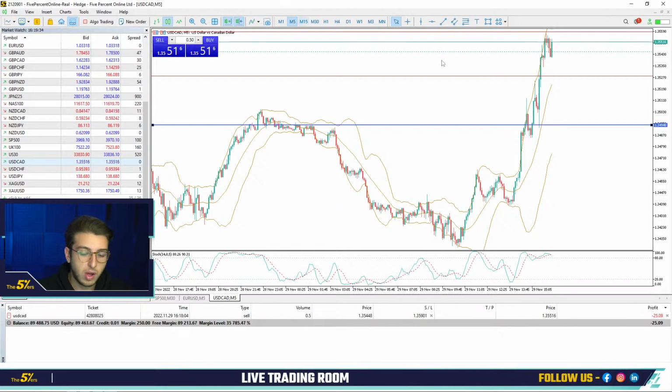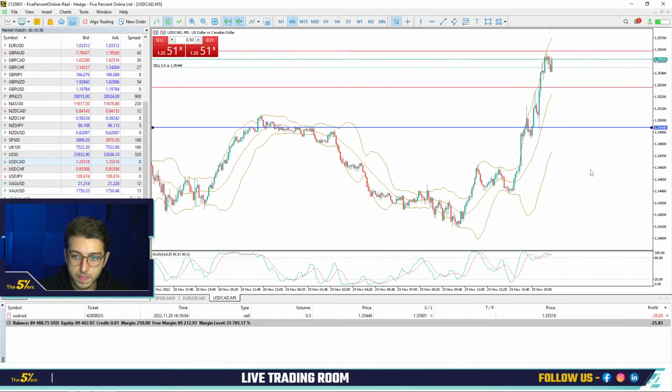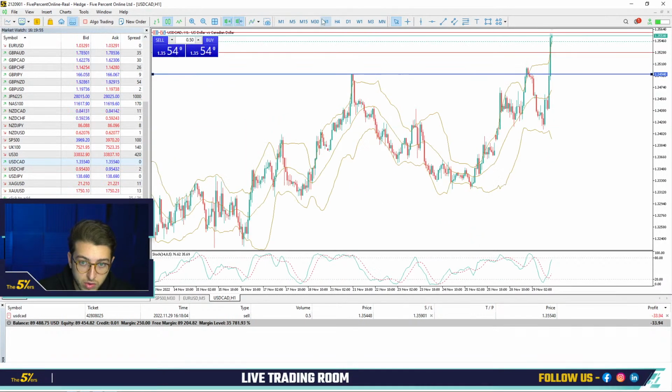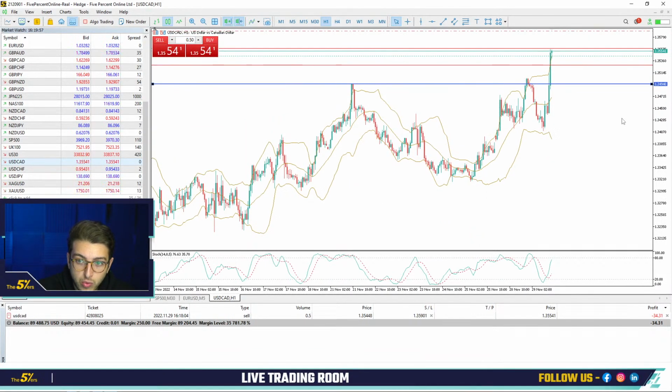institutional funds and banks generally enter the market at the best price. Why? Because they have a lot of volume. When you have like $10 million to trade in the dollar CAD, if there is a difference of 5 pips, this is a huge amount of money. So they want to take the best price for their positions.